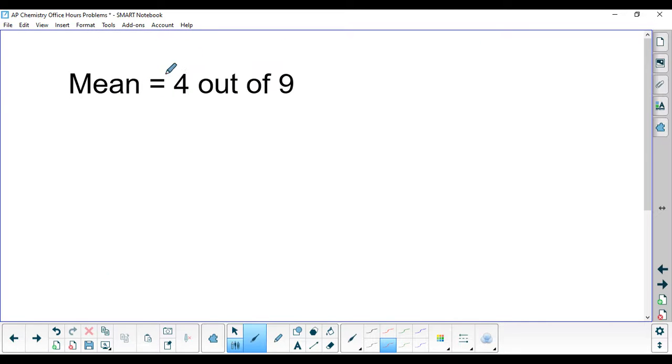So if you want to compare it to the average, it's 4 out of 9 points on that problem. Hope that helps for a kinetics problem review. And I hope you're feeling ready for your test this week.